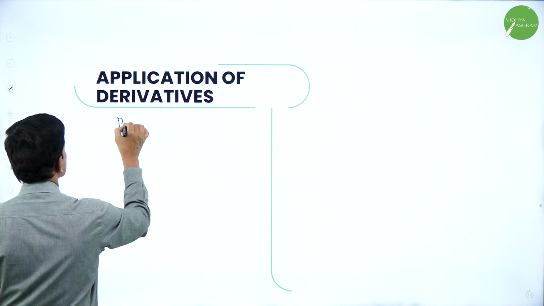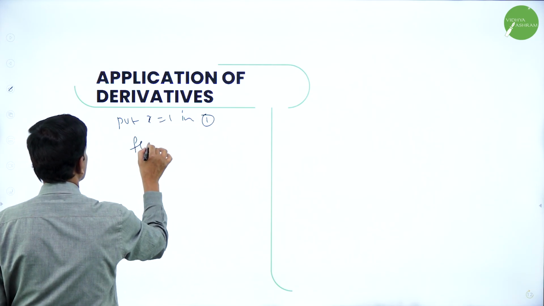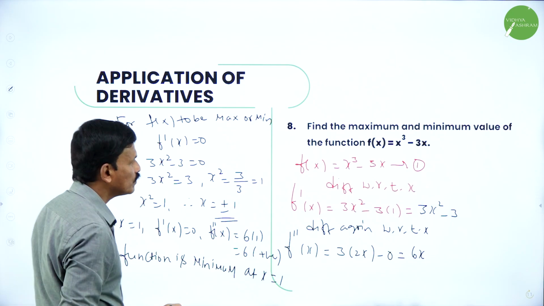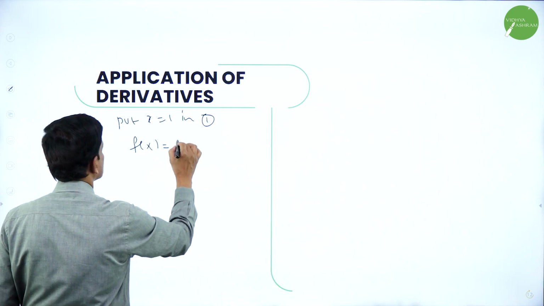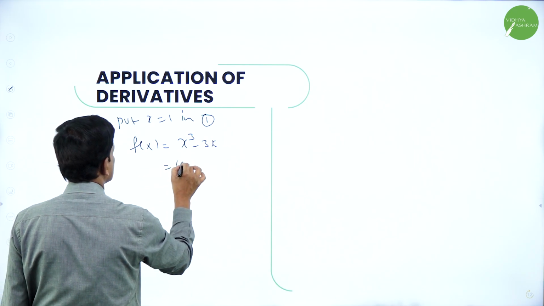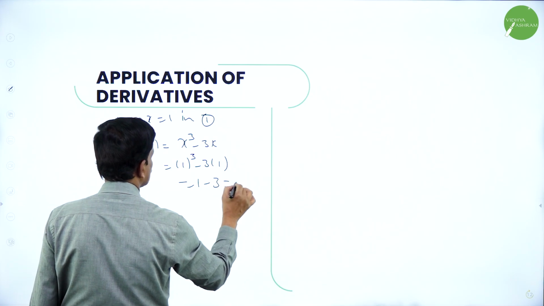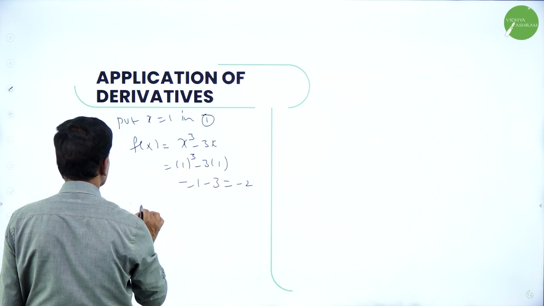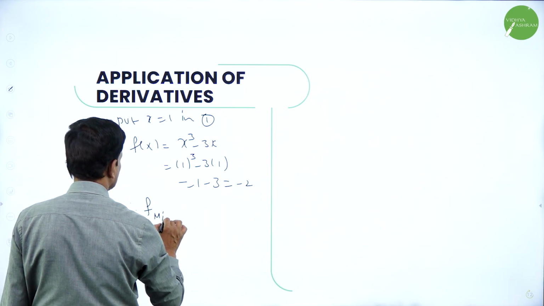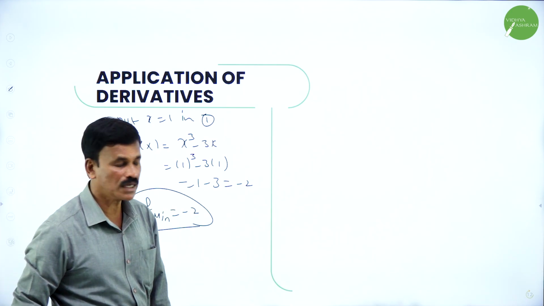Now put x is equal to 1 in equation number 1. What is f of x? Equation number 1, f of x is x cube minus 3x. Now if you put x is equal to 1, this is 1 cube minus 3 into 1, 1 minus 3 is minus 2. So therefore f minimum is equal to minus 2. Right, f minimum is minus 2.